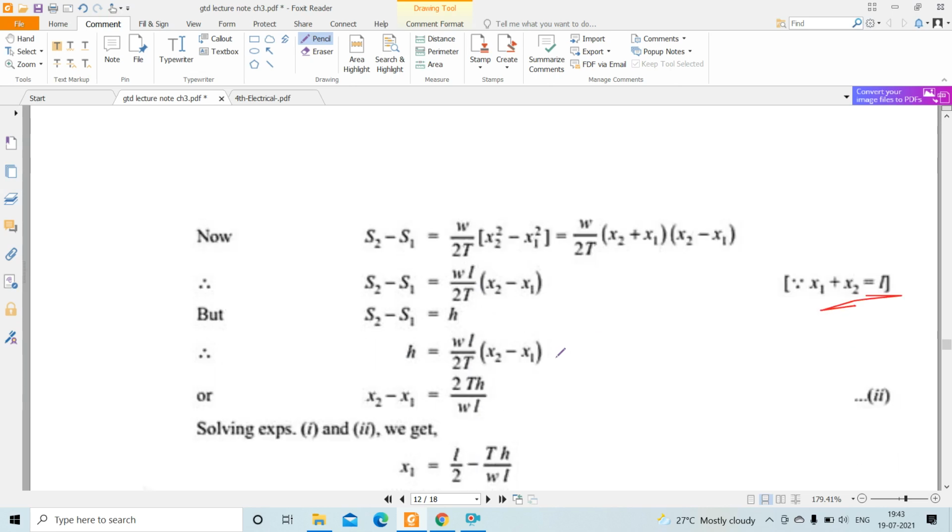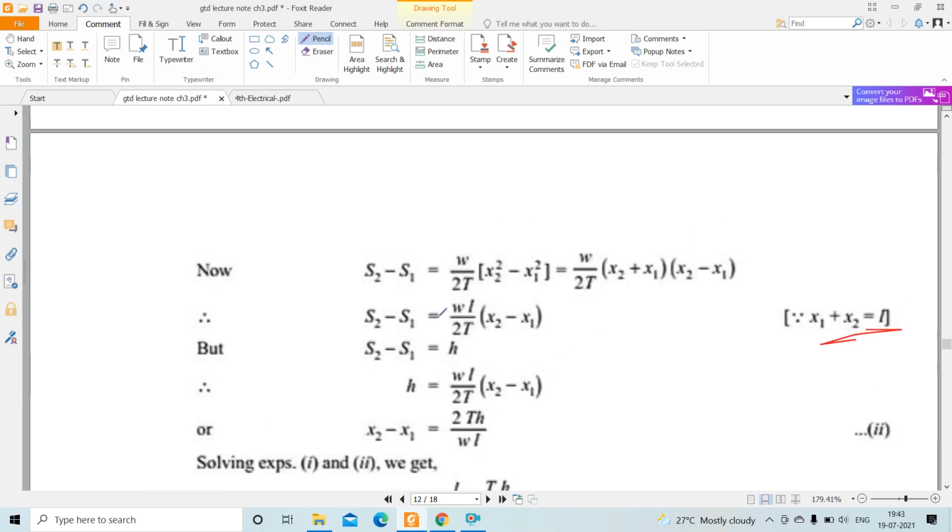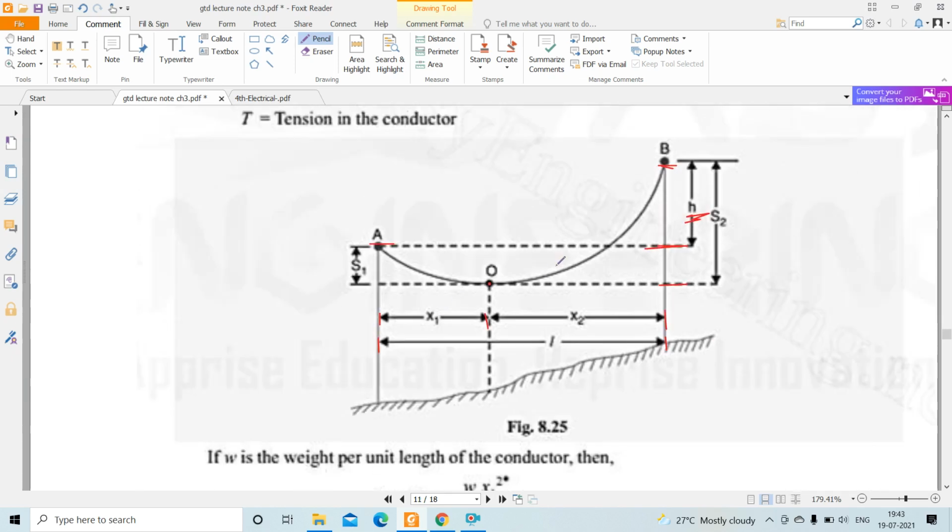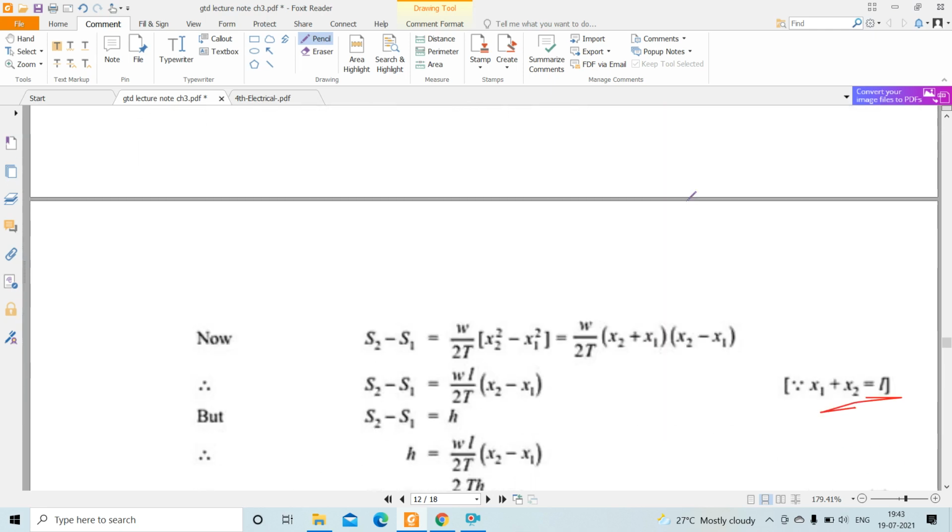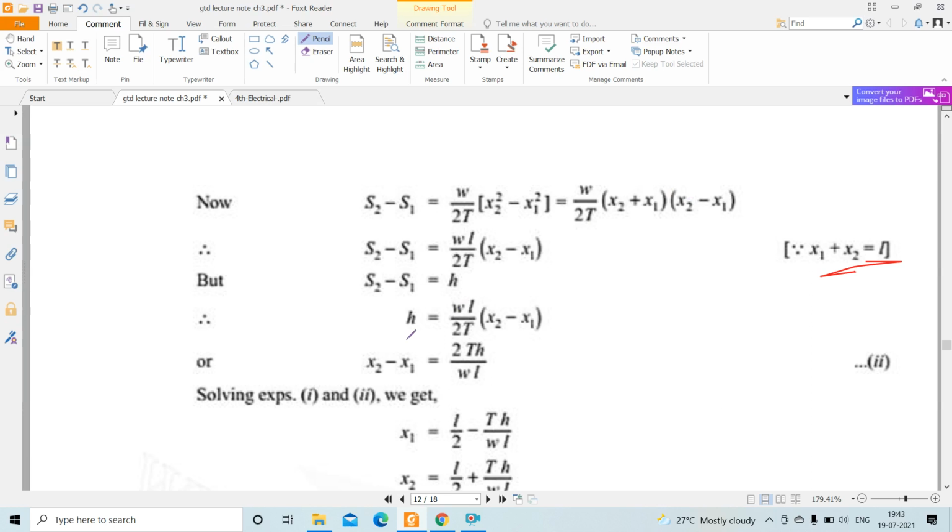We already know that S2 minus S1 is equal to H. How? See, this is the sag from B, S2, and here this distance is S1. If we find S2 minus S1, then we find H. So S2 minus S1 is equal to H. We put here H is equal to WL by 2t into x2 minus x1. This is the equation we found. So from this we can find x2 minus x1, that is equal to 2tH by WL.